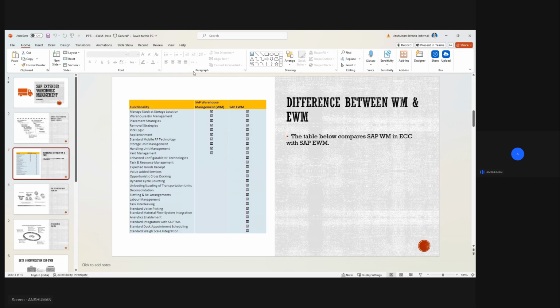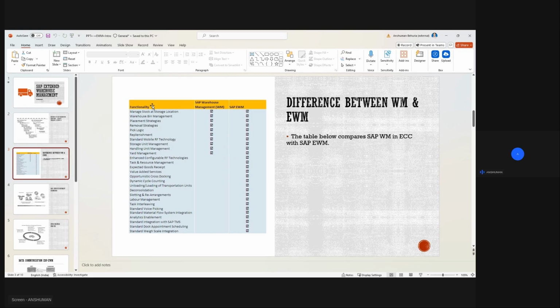In SAP WM, there are certain solutions like managing stock at the storage location, warehouse bin management, placement strategy, removal strategy, pick logic, replenishment, standard mobile RF technology, storage unit management, handling unit management, and yard management. These are the things we can manage under SAP WM. We can manage the stock and the bins, and there will be storage bins. There are a lot of things we are going to discuss inside the course: the basic structure of the warehouse, the different kinds of structures, the strategies, and the logics. We will learn those inside the course.